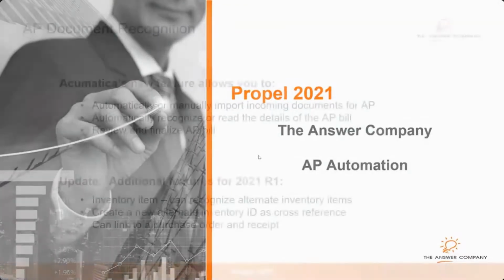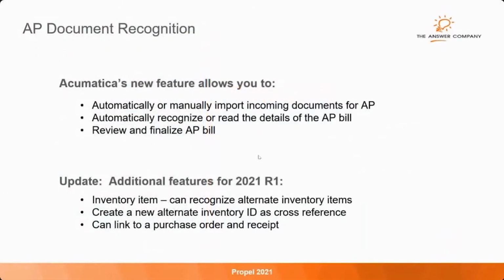So AP automation. AP document recognition is about being able to scan and have your AP documents directly in the system, and to be able to automatically recognize or read the details of the AP bill. So basically, it's going to look at your invoice, the invoice number, the date, the amount, and the detailed line items, and try to enter all of that into the system for you. After it's tried its best to recognize the details, then a user will come in and review and finalize that, and then continue processing accounts payable bills as it normally would.